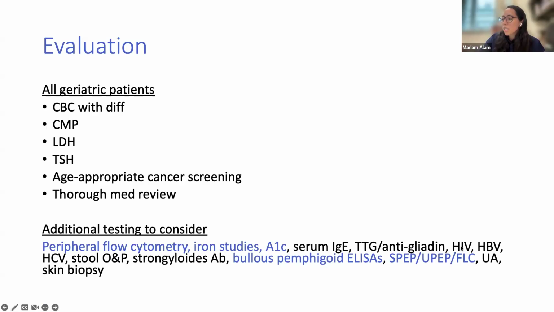I guess the other thing I should add is I often will do an HIV, Hep B, and Hep C, but I think those usually have been done within the past couple of years, so I don't necessarily reach for them.